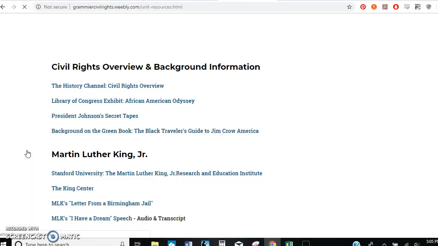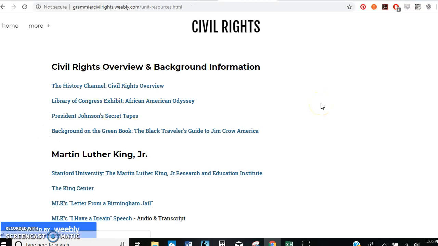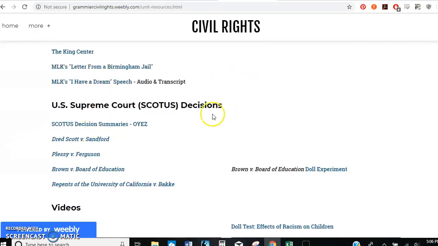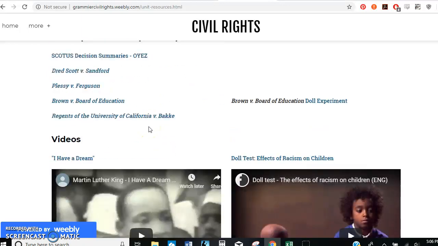Under the unit resources, I have everything separated for them so that they can easily identify a lot of the material that we go through. Here we have the Civil Rights Overview and Background Information. I have the section on Martin Luther King Jr., which has Stanford University and the King Center. It also has the primary source material that we discussed earlier. I have the Supreme Court decisions for them to be able to go straight to them, and the main OEA website for them to explore. And I will teach them how to use this in the first lecture.